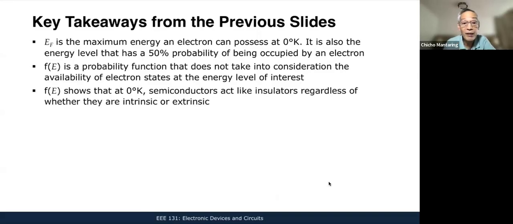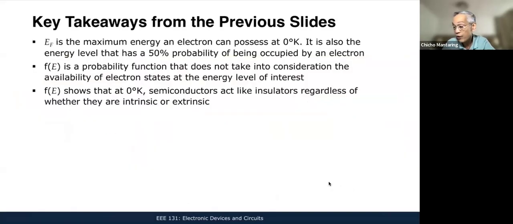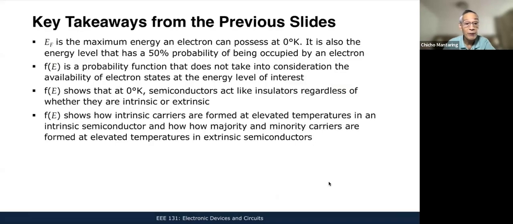F of E shows that at 0 degrees Kelvin, semiconductors act like insulators regardless of whether they are intrinsic or extrinsic. Going back to this, what will happen? So this is intrinsic. What will happen if this were an N-type? This graph will just shift up, but it's still going to be 0 here and 1 here. It will just shift down for P-type, still 0 here, 1 here. So whether intrinsic or extrinsic at 0 degrees, it is like an insulator.